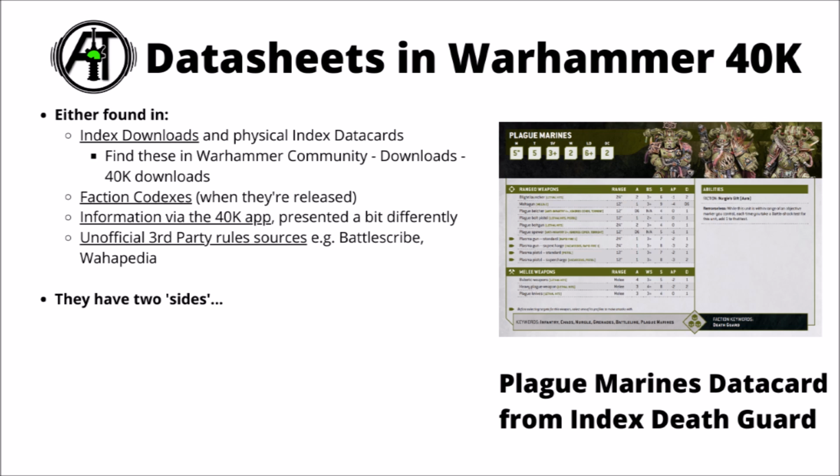There's going to be a fair few places that you can find datasheets in Warhammer 40k as the edition goes on. For all of the factions that don't have codexes yet, the place to look will be the index download section in Warhammer Community. That's found on the Warhammer Community website under Downloads and 40k Downloads, and they come in big PDFs detailing every single unit for each faction.